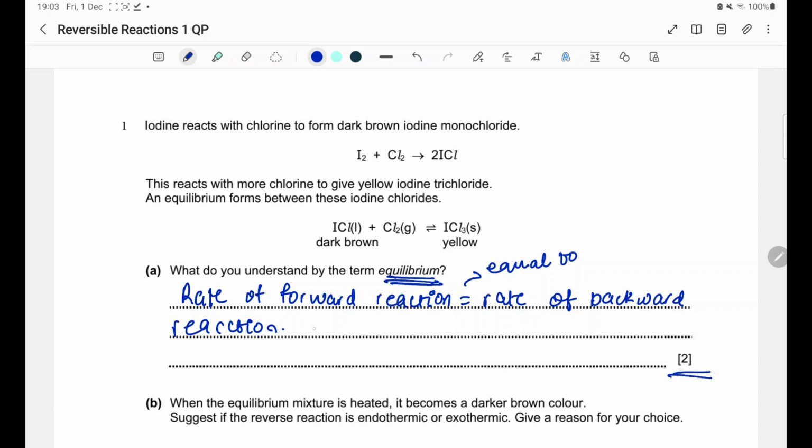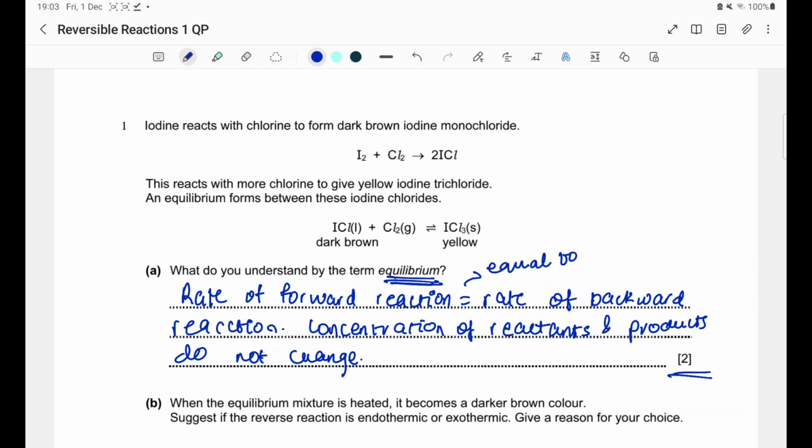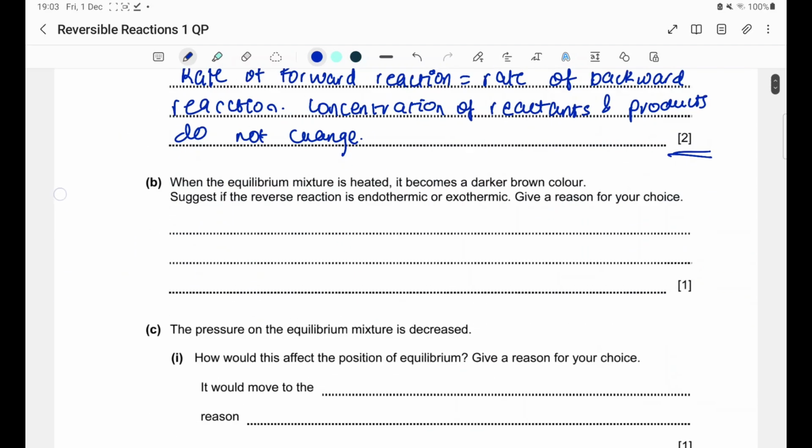do not change. Concentration of reactants and products do not change. Every time they ask you for the definition of equilibrium, it is the rates are equal and the concentration does not change.